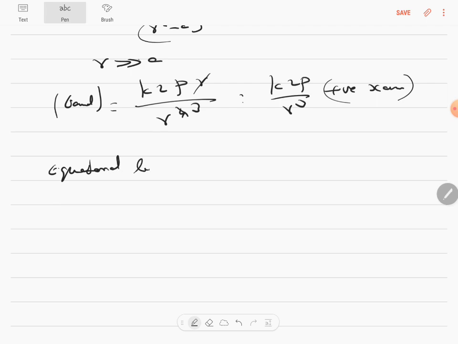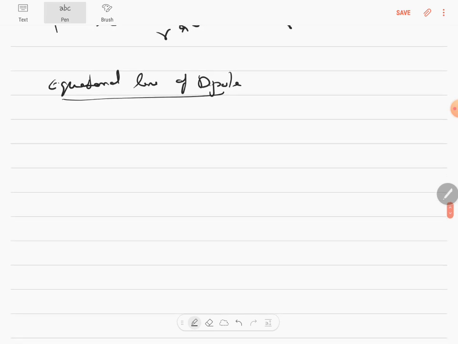Equatorial line of a dipole: what is the electric field? Let's take a dipole again. This is minus q and a plus q. So you're going to consider a point on the equatorial line. You know that at this point, this negative charge will have an electric field in this direction.